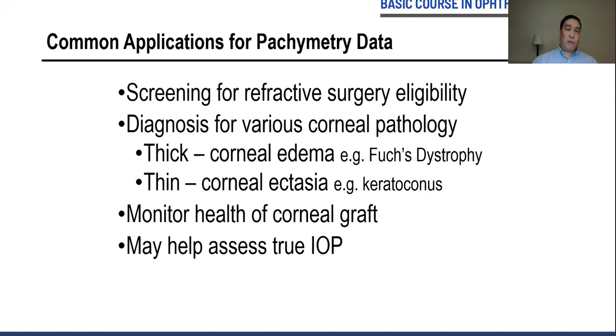Pachymetric data is also used for monitoring the health of a corneal graft. Usually a healthy cornea is a thin cornea, a clear cornea. But when we see that corneas are progressively getting thicker, then we might begin to question whether that graft is still viable, even before that cornea becomes cloudy or opaque. And of course, knowing how thick your cornea is helps us assess the true intraocular pressure of the eye.